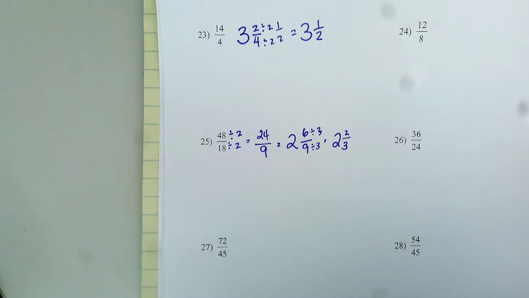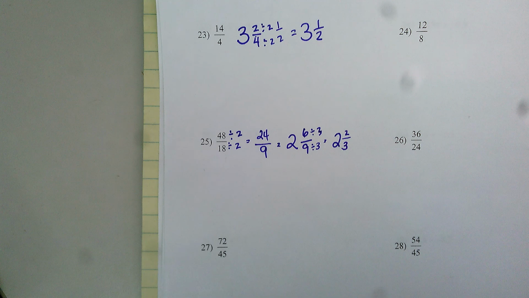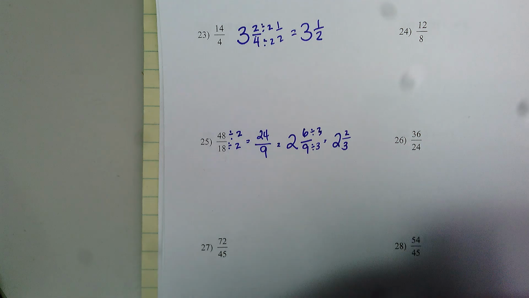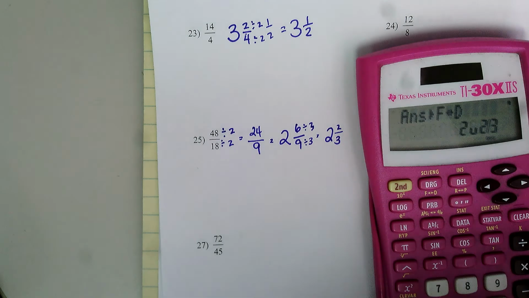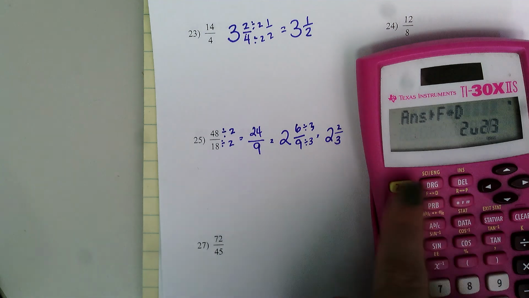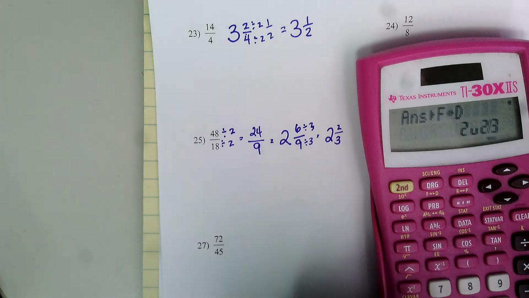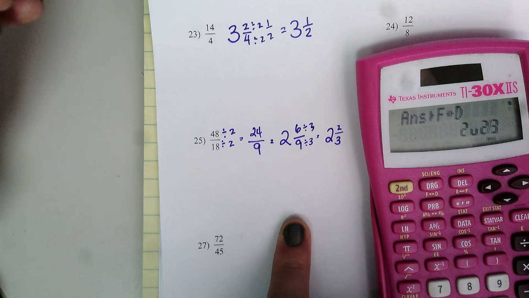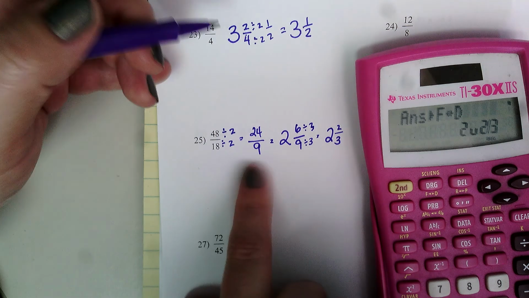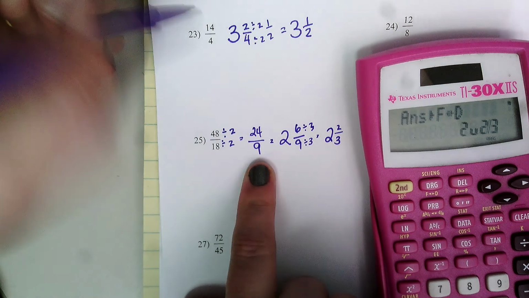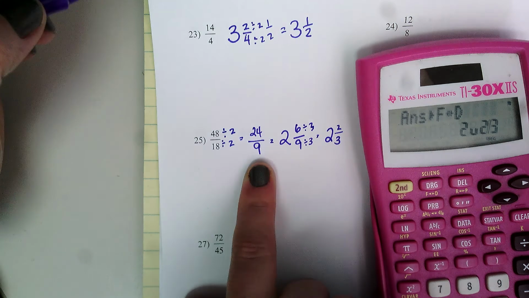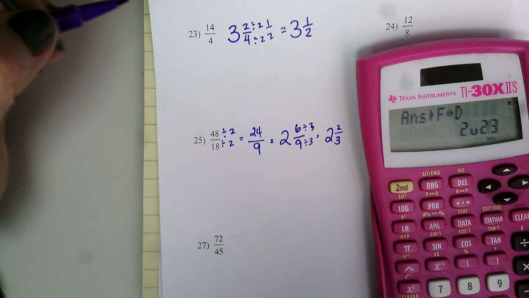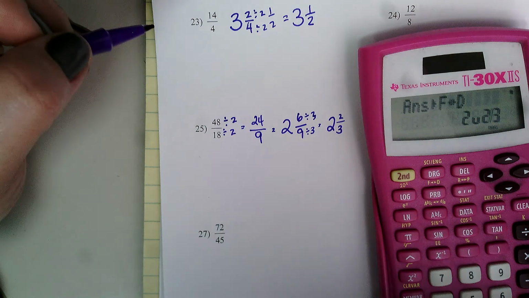So let's see. Is that the answer we got a while ago? Yes. 2 2/3 is the same thing. So if you don't have a calculator to convert these, and you have big numbers, simplify your big numbers. Simplify your fraction down, and then convert it with the smaller numbers. It's easier, okay?